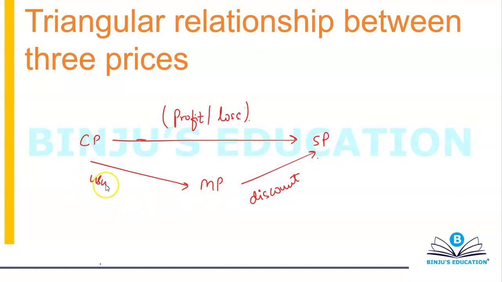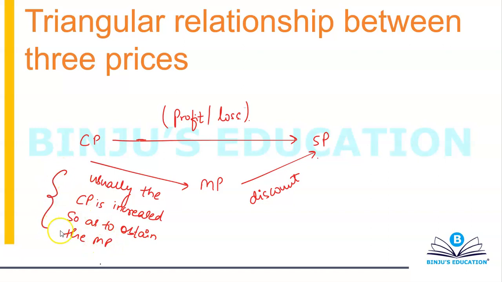However, usually the cost price is increased so as to obtain the mark price. You increase the cost price in order to obtain the mark price. This is basically the concept. But we don't have any specific term defined for the relationship between cost price and mark price. We have a specific term for the relationship between cost price and selling price, and mark price and selling price. Okay. Now, if someone asks you to calculate profit or loss, remember there is one simple formula that is nothing but selling price minus cost price.